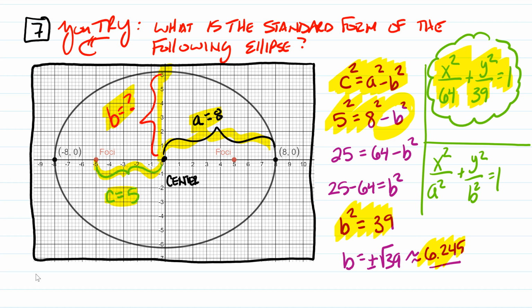Then I just plug in my values, right? And I know that this is a left-right ellipse. So I have x squared over a squared plus y squared over b squared is equal to 1. And therefore I plug in and I get my answer.